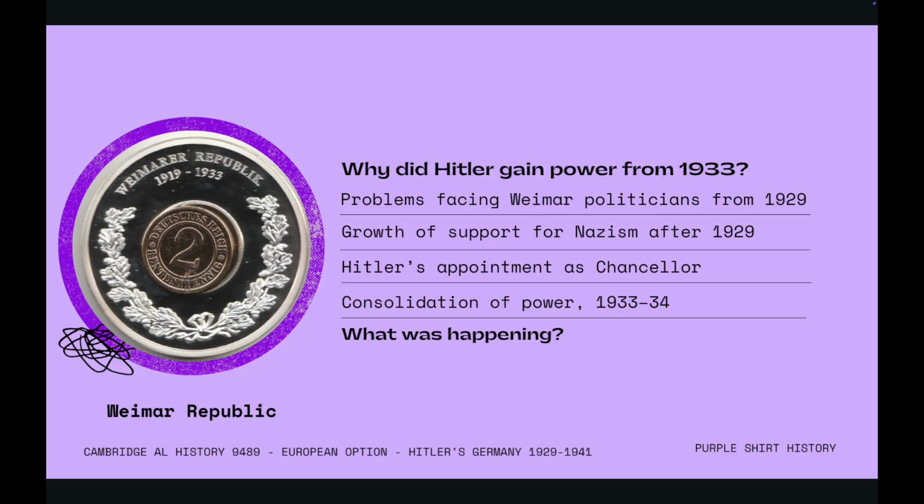Hitler's appointment as chancellor, I'm just going to say some names. You can look them up and see all the twists and turns. Hindenburg, von Papen, Schleicher, and Brüning. Know those names. Consolidation of power, you need to know the Reichstag fire and the rapid, not gradual, erosion of democracy and consolidation into a dictatorship.